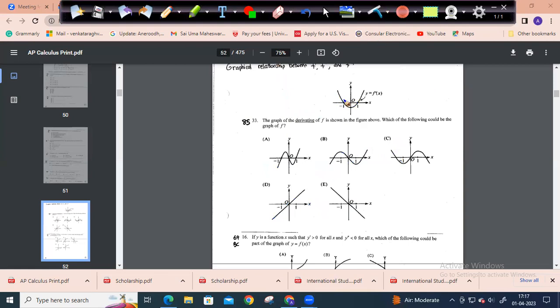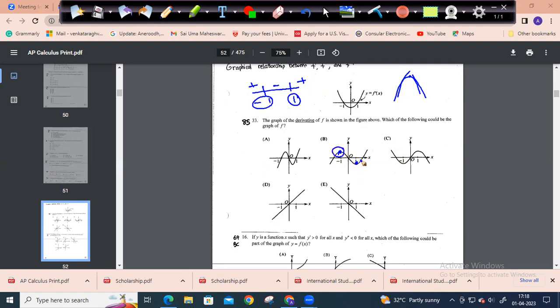So -1 and 1 are the two critical points that I have here. Before -1, f dash x is positive. After -1, f dash x is negative. To the right of 1, f dash x is positive. So if the derivative is changing from positive to negative, the function will have a local maxima. So at -1, the function should have a local maxima. At 1, the function should have a local minima.